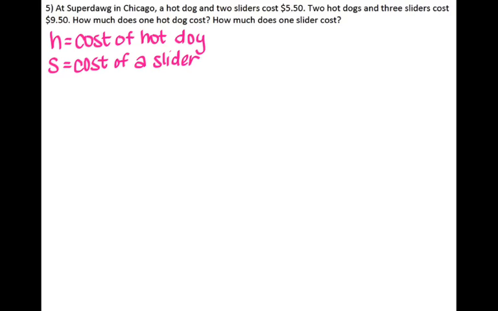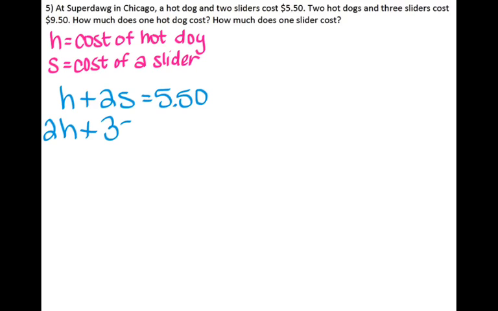Okay, so it says a hot dog and 2 sliders cost $5.50. So I have 1 hot dog plus 2 sliders equals $5.50. And then it says 2 hot dogs and 3 sliders cost $9.50. So 2 hot dogs plus 3 sliders equals $9.50. So once you have your system set up, you can go ahead and solve by substitution or elimination. It does not matter the route that you choose. I'm going to go ahead and do elimination, and I'm going to eliminate my hot dogs. So I'm going to multiply the first equation by negative 2.